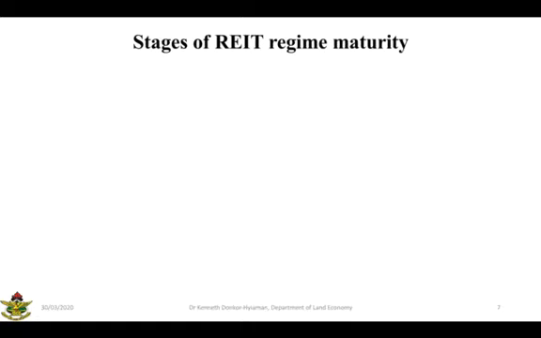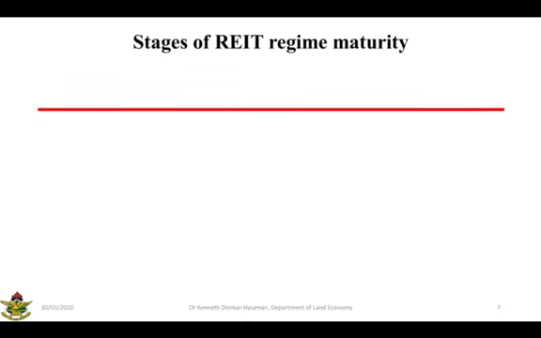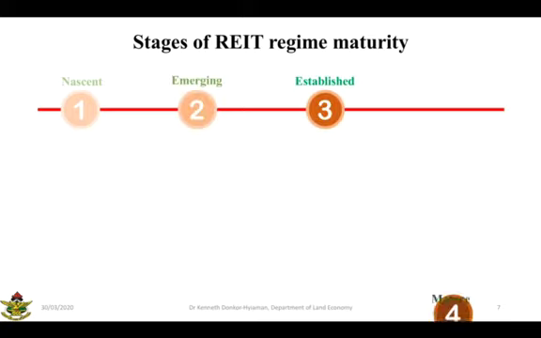Now, what are the stages of REIT maturity? According to a report by Ernst & Young, REITs go through 4 different stages, being the nascent stage, the emerging stage, the established stage, and the mature stage. REITs jurisdiction maturity assessment is an attempt to group REIT markets around their evolution and identify themes that are common to them.